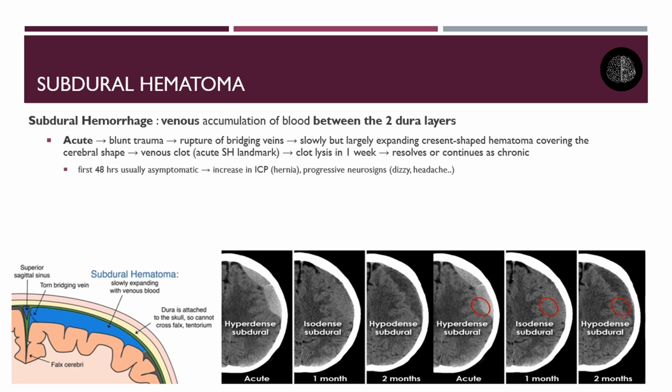Now, the first 48 hours are usually asymptomatic, and then you would have an increase in ICP and progressive neurological signs, so dizziness, lightheadedness, maybe syncope. And then you can see a midline shift can occur on CT, where you can see the whole cerebrum shift because of blood compressing the brain and causing it to deviate to the left or to the right.